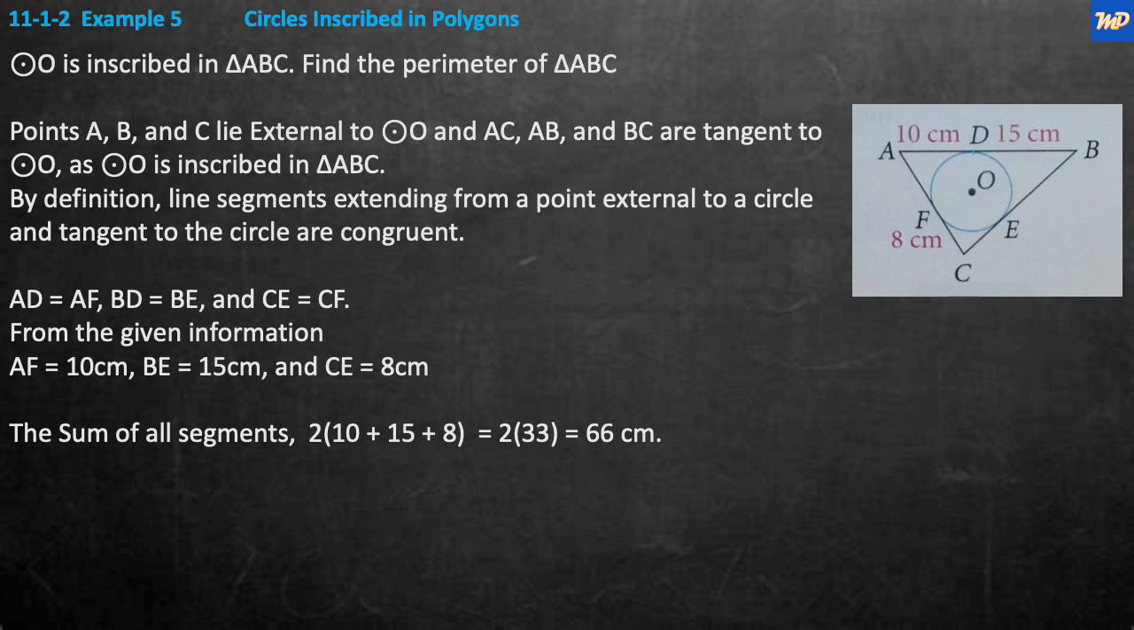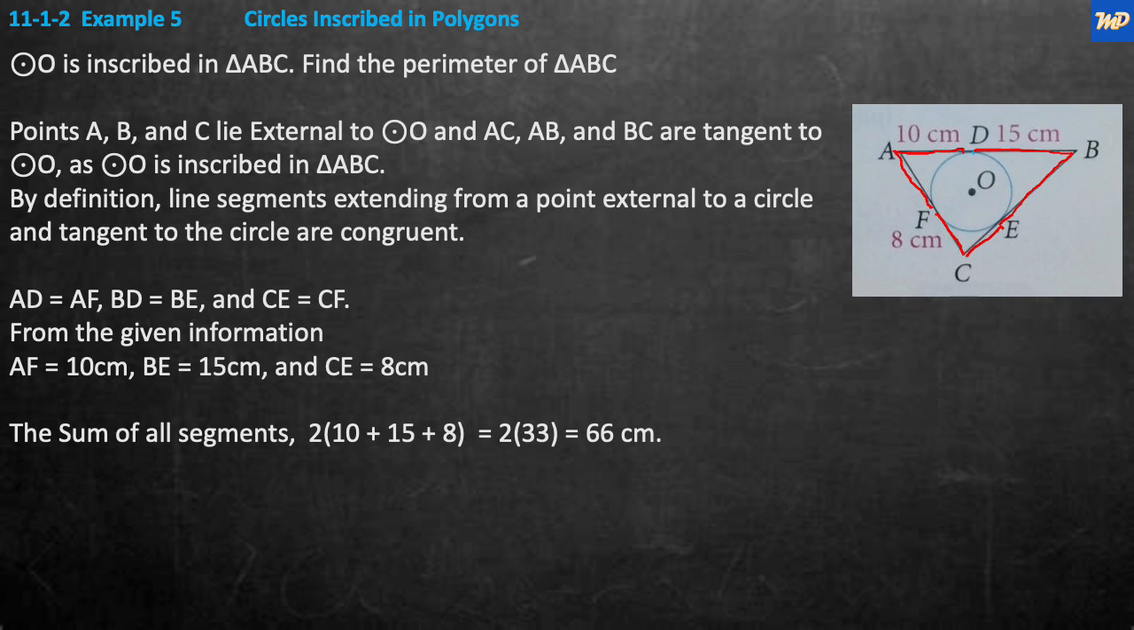I'm going to change the ink here. AD is congruent to AF, is equal to it. BD is equal to BE. BD, here's BD, is equal to BE. And finally, CE and CF. CF and CE, they are equal also.